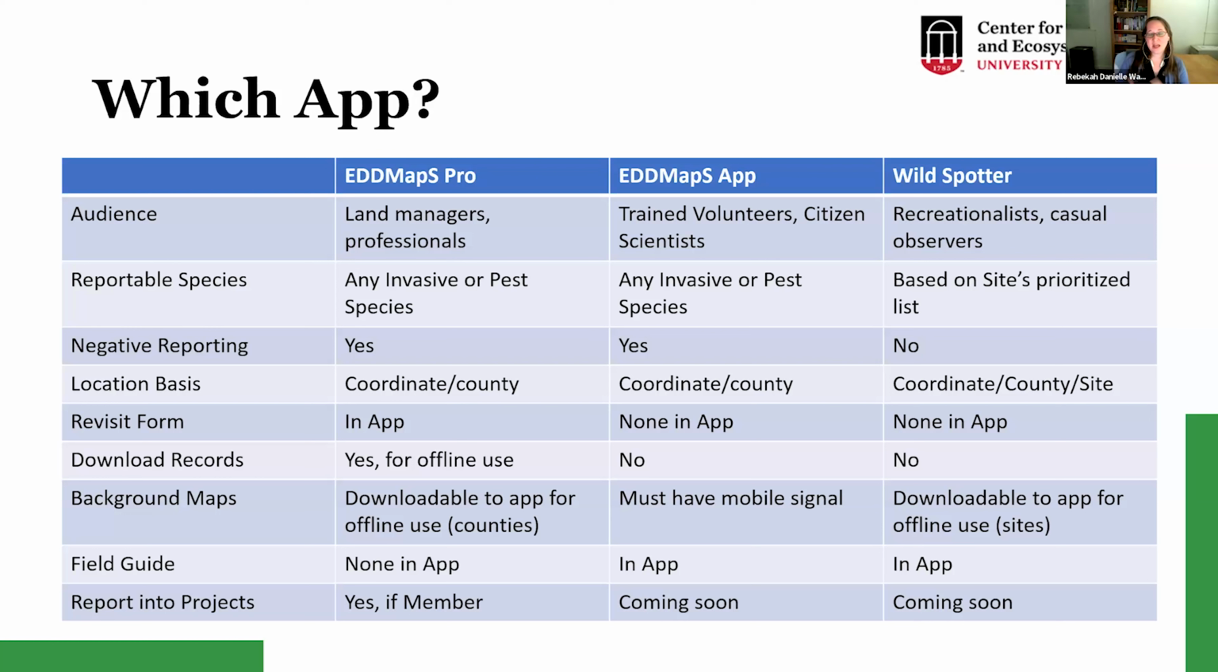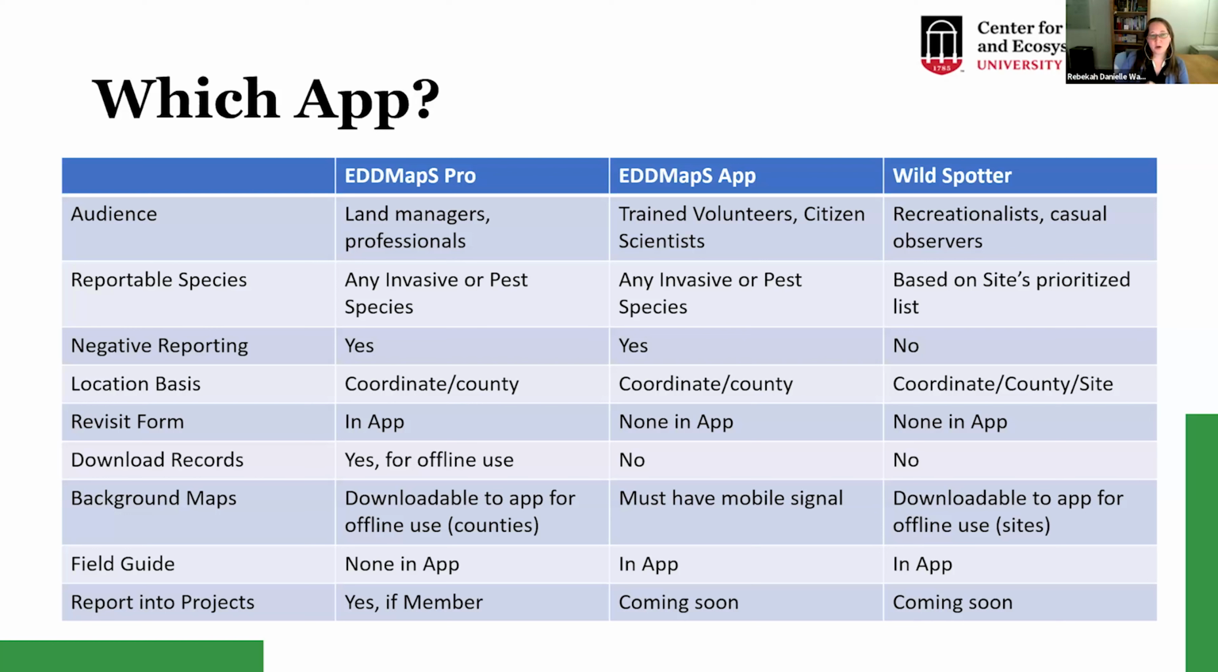The EDDMapS app and the EDDMapS Pro app do have negative reporting, which is, I looked for something and did not find it. Those are really important for EDRR species. So, spotted lanternfly, brown marmorated stink bug, emerald ash borer, different things like that, where you're wanting to keep track of it and monitor places regularly for it. That's really important. So those are in the EDDMapS Pro and the EDDMapS app. Wild Spotter does not currently have negative reporting. It's just focused on people hiking, camping, canoeing, whatever. Yes, I found this thing.